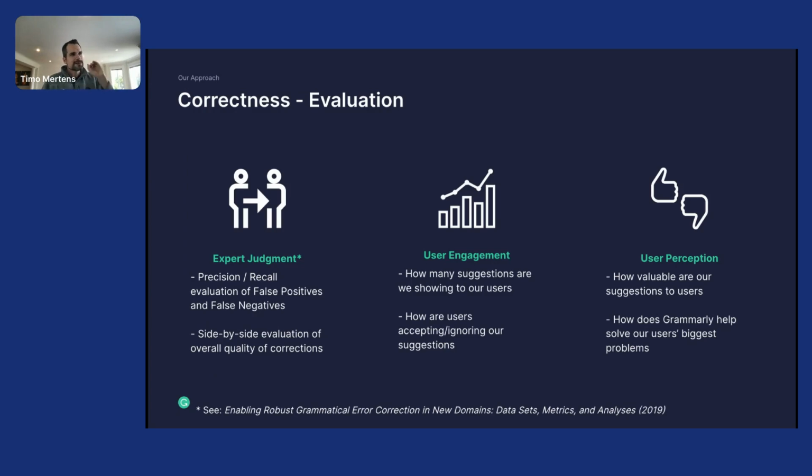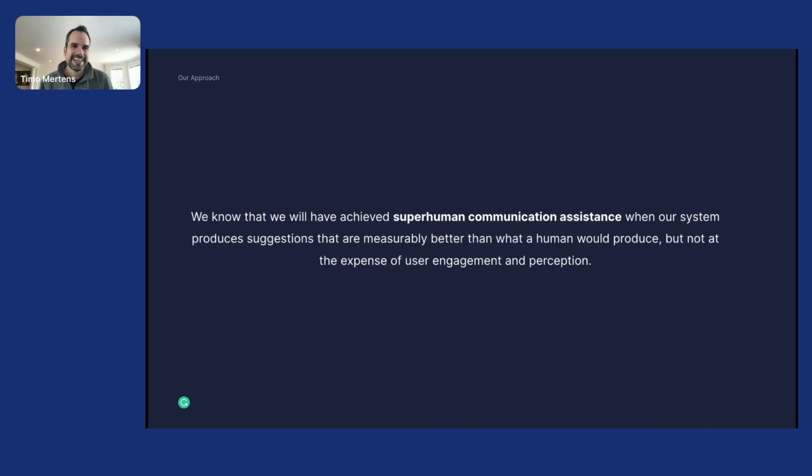So to tie this back to the title of the talk, we know that we will have achieved superhuman communication assistance when our system produces suggestions that are measurably better than what a human would produce, but that can be at the expense of user engaging with the product and them perceiving the product and the value of the product. So that's our vision of creating this superhuman communication assistant.